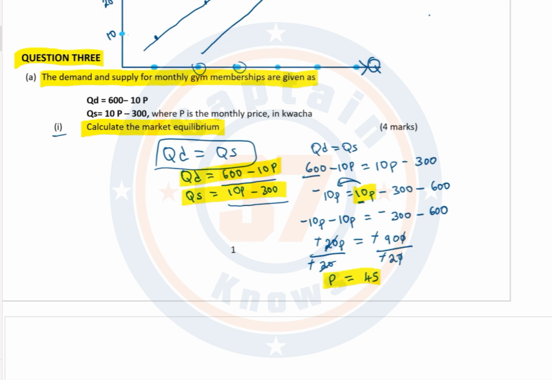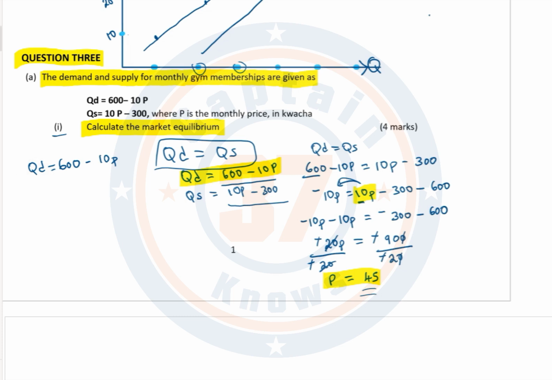So now that we know that the price is at 45, we then use the 45 to replace and find what the quantity is. We already have the formulas. There's a formula here and there's a formula here. What we need to do now is use these particular formulas, and I'll pick on the first one, which is QD is equal to 600 minus 10p.